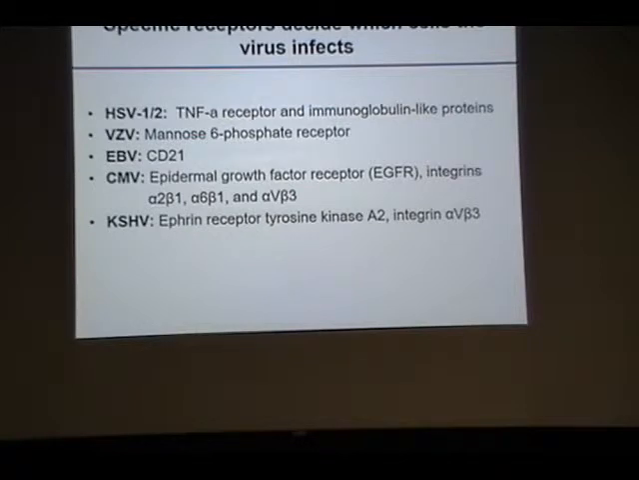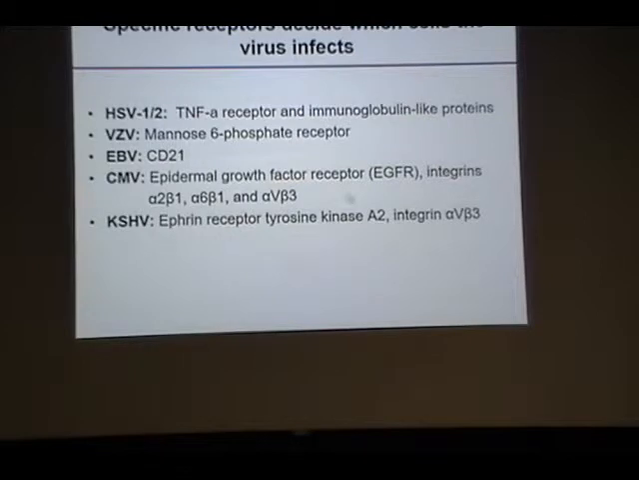The same is true for herpes virus. Each of these herpes viruses also needs a receptor to recognize the target cell. I'll give you some examples. For example, herpes simplex 1 and 2 can use TNF-alpha receptor and also immunoglobulin-like proteins as the receptors to recognize the target cell and get into the cell.